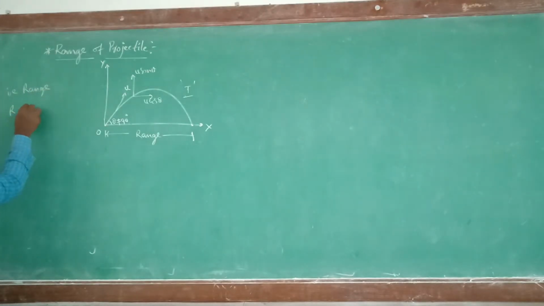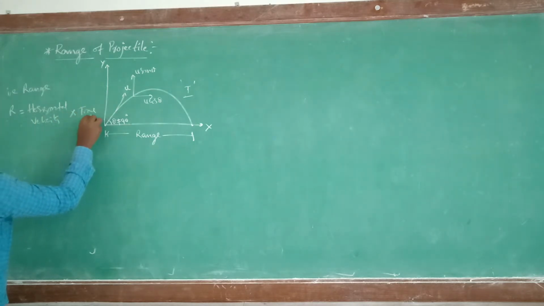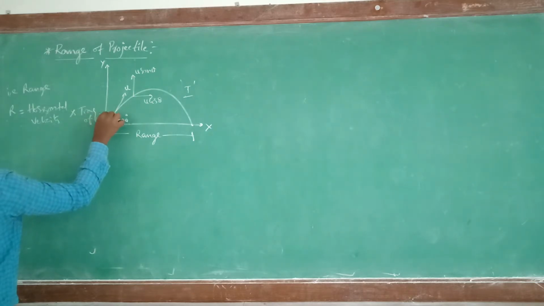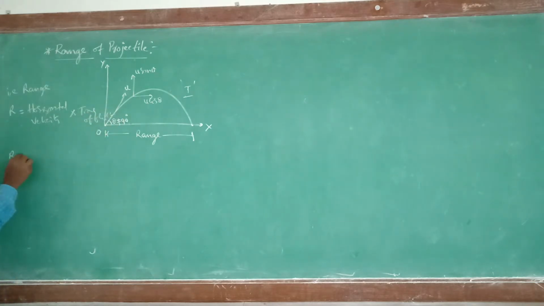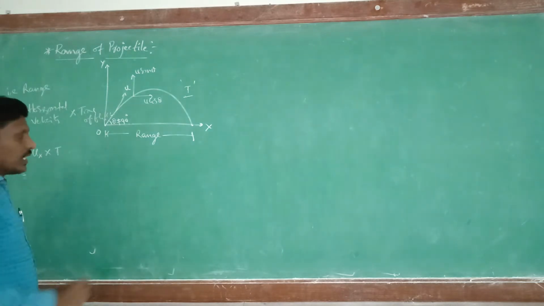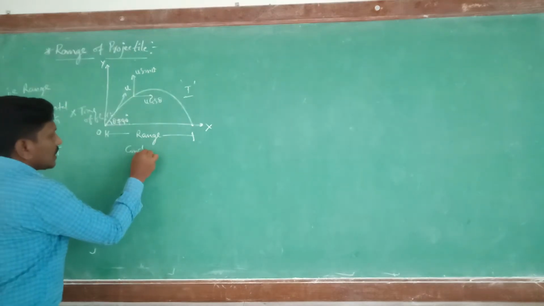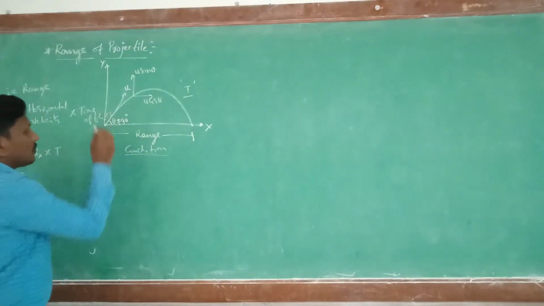So we can say range R equals horizontal velocity multiplied by time of flight. That is, R is equal to ux into time of flight t. Then ux is nothing but u cos theta. Now let's see the conditions. What are the conditions for the range?